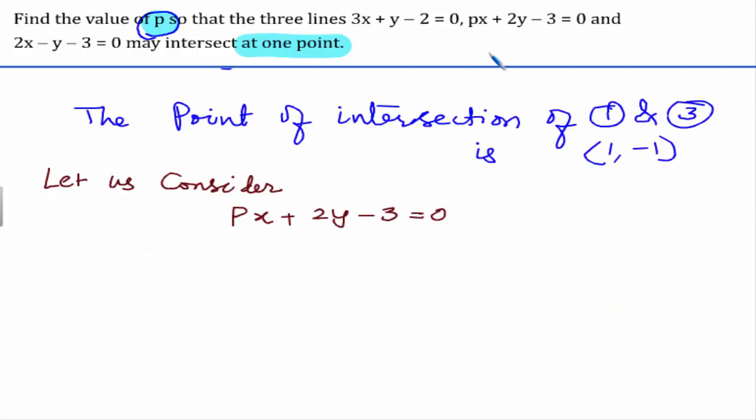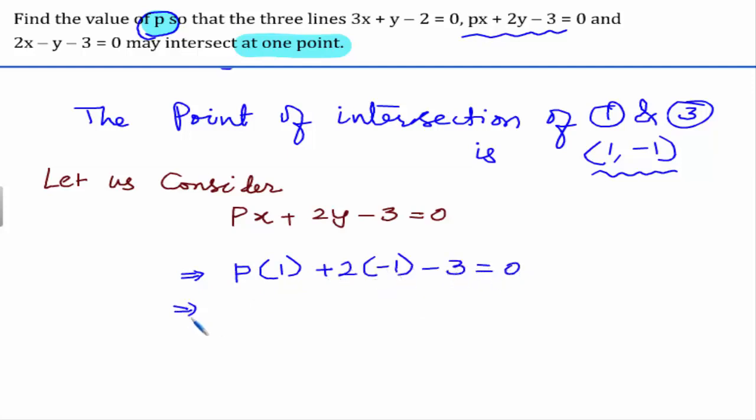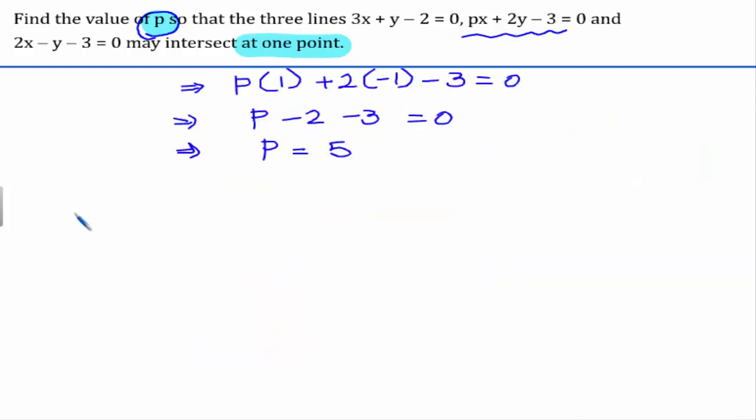Now let us consider the second equation, px plus 2y minus 3 is equal to 0, and now we will substitute this point into this equation. We get p into 1 plus 2 into minus 1 minus 3 is equal to 0. This will give us p minus 2 minus 3 is equal to 0. So that p is equal to 5. So the value of p is 5.